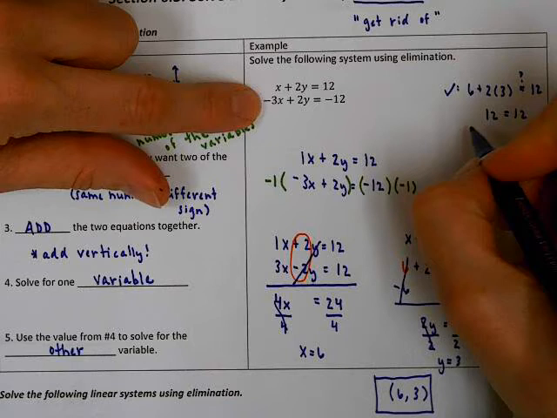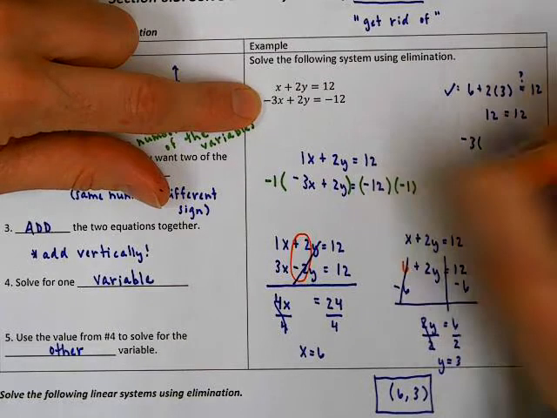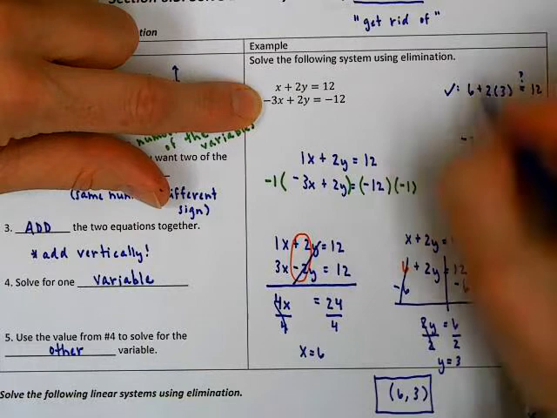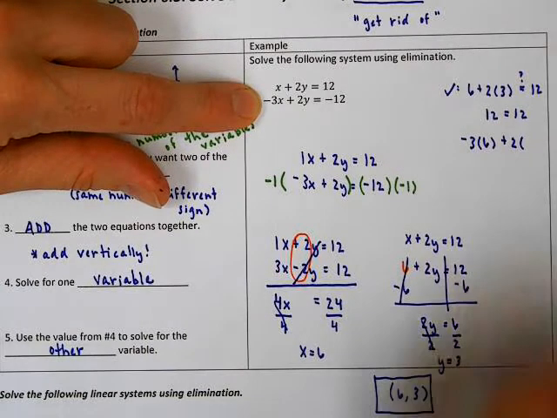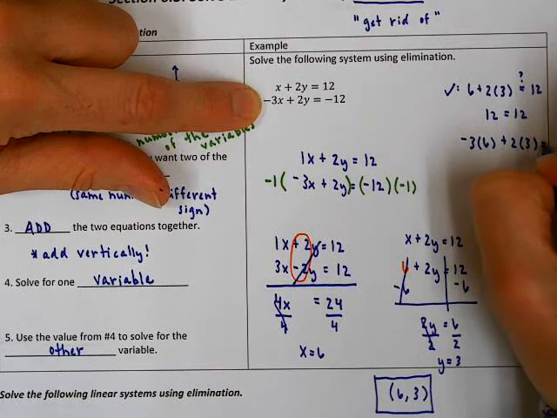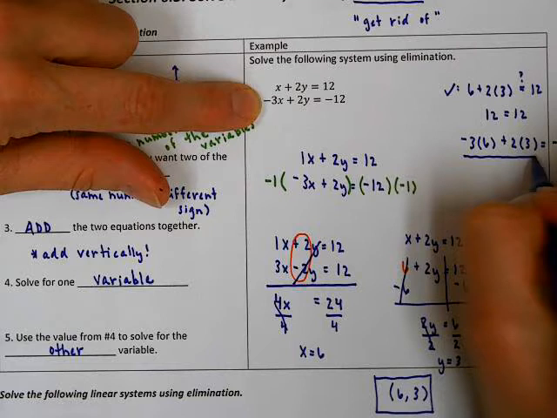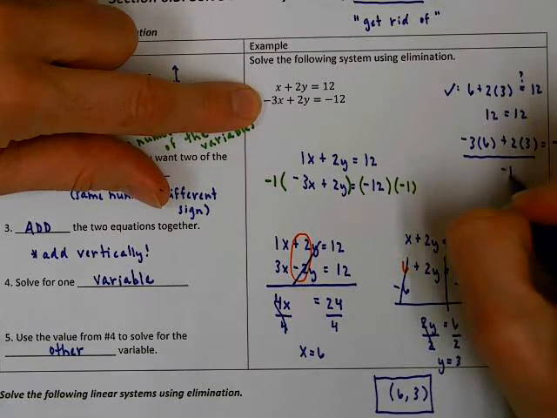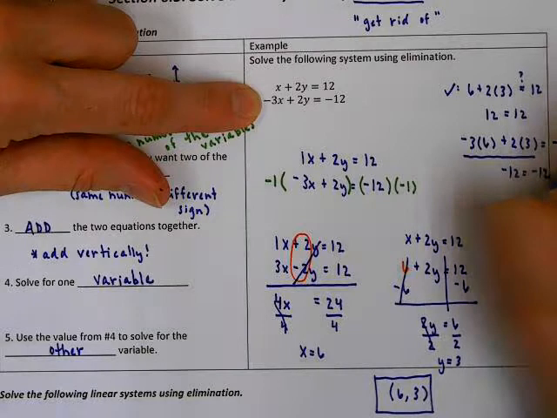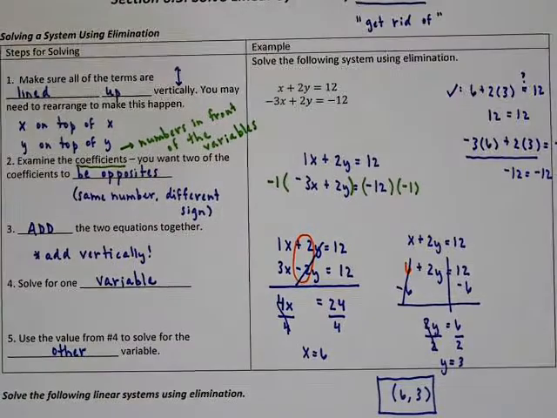My next one is negative 3x plus 2y equals negative 12. So negative 3 times my x was a positive 6 plus 2 times my y coordinate is 3 equals negative 12. So again, I'm going to put this all in my calculator. So I've got negative 18 plus 6, negative 12 is equal to negative 12, and then I know my solution is correct.